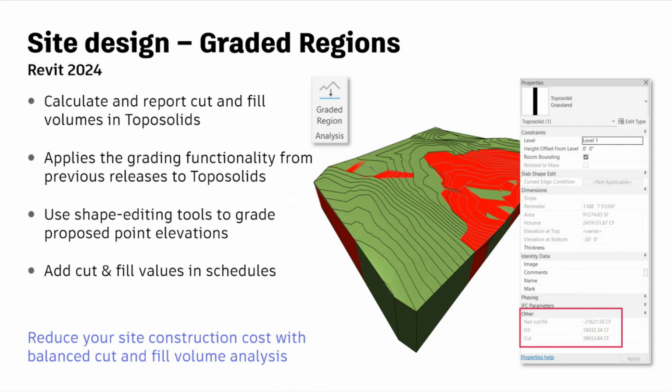So now you can apply the cut and fill volume analysis to topo solids using the graded regions. And the grading tools, they mark an existing topo solid as demolished, and it makes a copy with a matching boundary in the current phase. So this is a great tool to help you reduce your site construction cost with the cut and fill analysis.